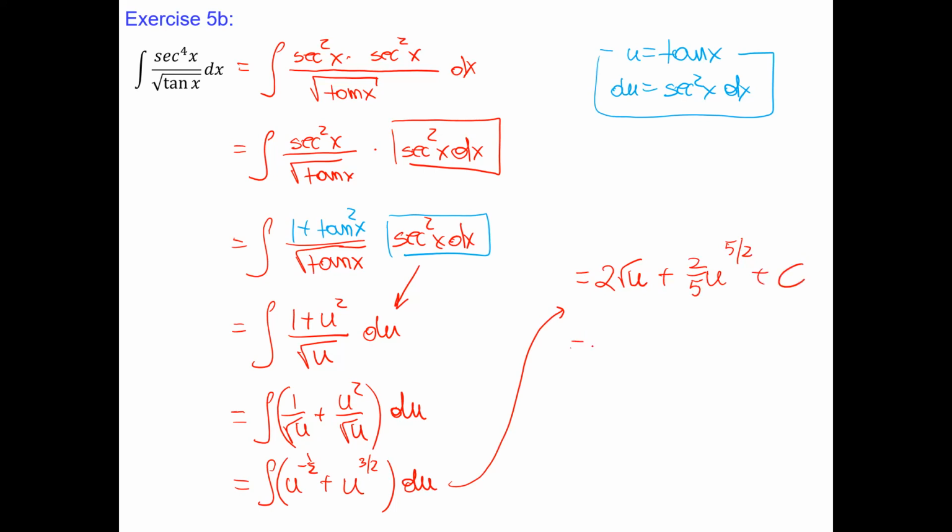Since I did the root notation, let's also do the root notation. And u is tangent of x, plus 2/5. U to the power of 5/2 is square root of u to the fifth, with u being tangent. Beautiful final answer. Also, not typical, but testing if we can use that u substitution, u is tangent or u is secant.